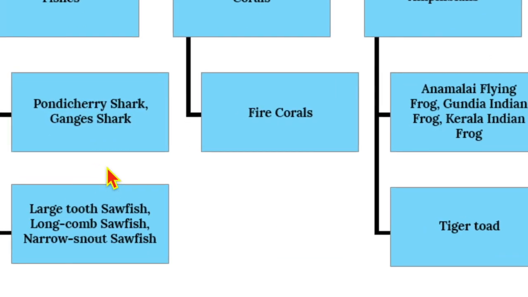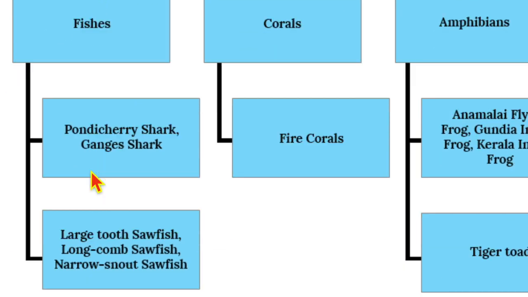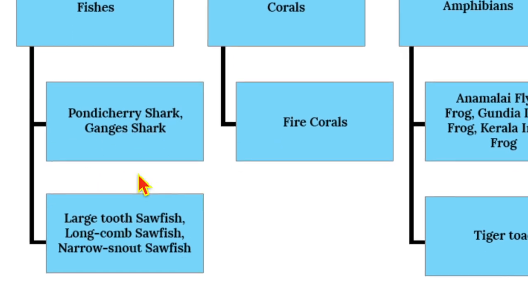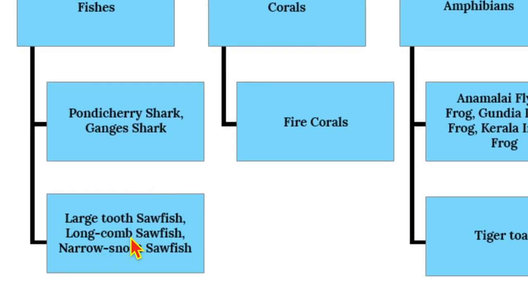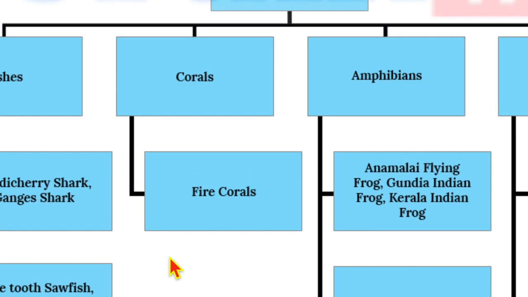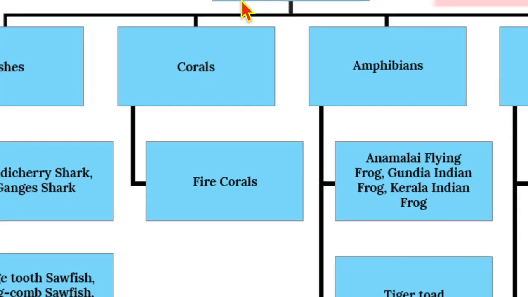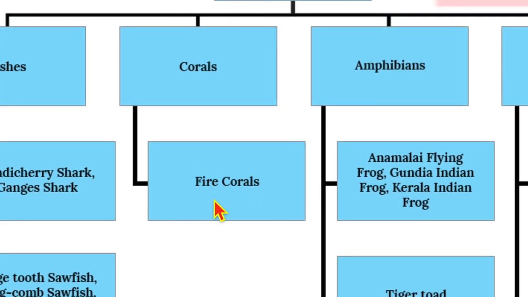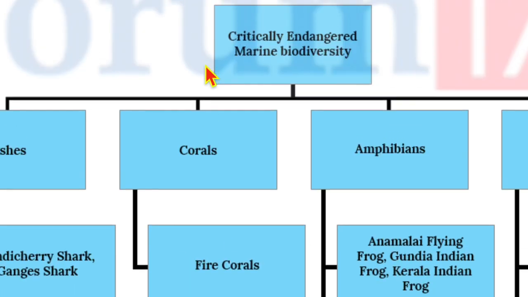Now, in fishes, these are the critically endangered marine biodiversity. So, in fishes, we have the Pondicherry shark, Ganges shark, Ganga shark, large tooth sawfish, long comb sawfish, and narrow snout sawfish. For corals, we have fire corals, which are critically endangered, as opposed to orange corals. Orange corals are similar in name, but fire corals are the ones which are critically endangered.